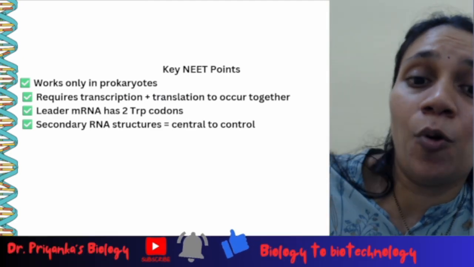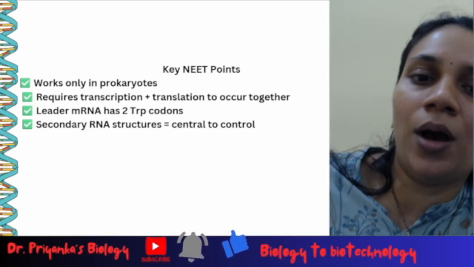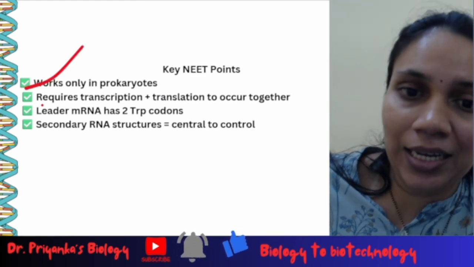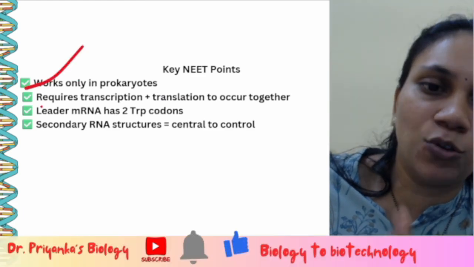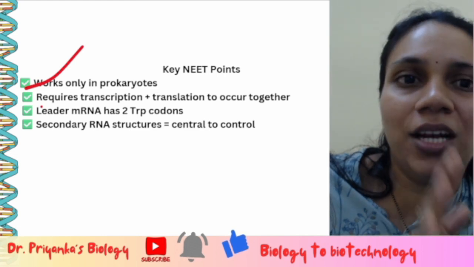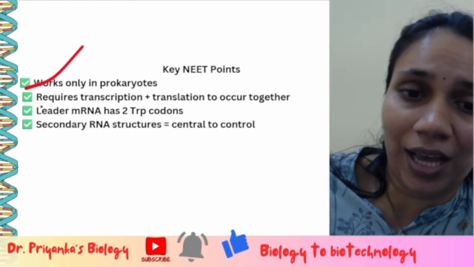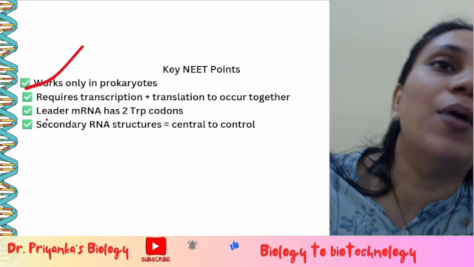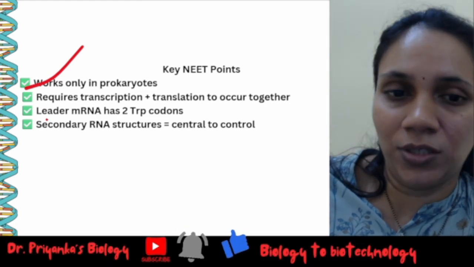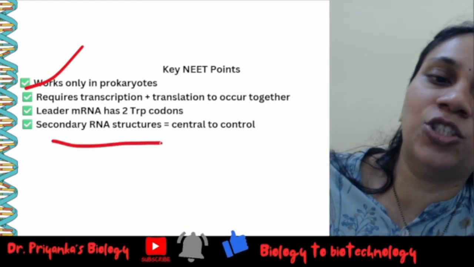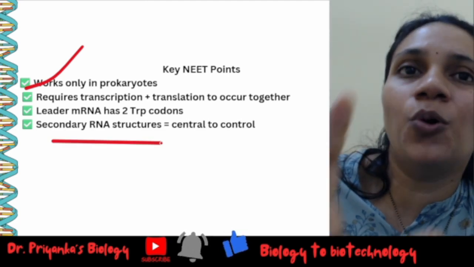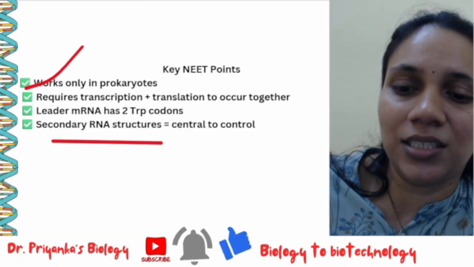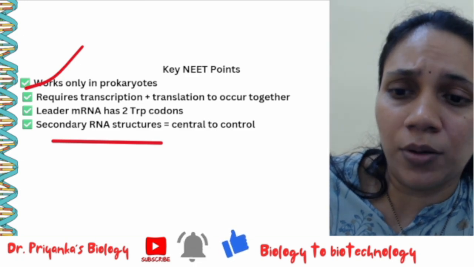So what are the key points that you need to remember? Point 1, it works only in the prokaryotes. Secondly, the most important criterion is that transcription and translation have to happen together, simultaneously. Then the leader mRNA has two trp codons, and the secondary structures are what control the attenuation in the trp operon. So these are the things that you need to remember.